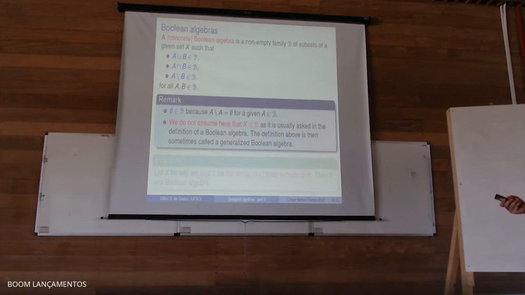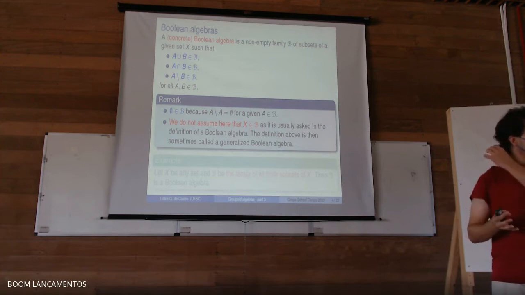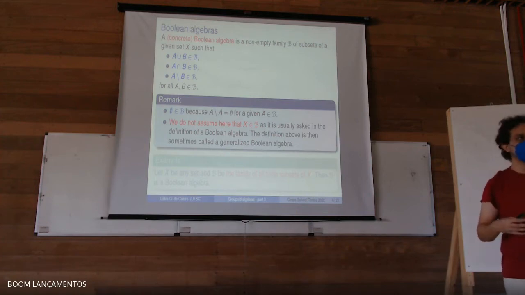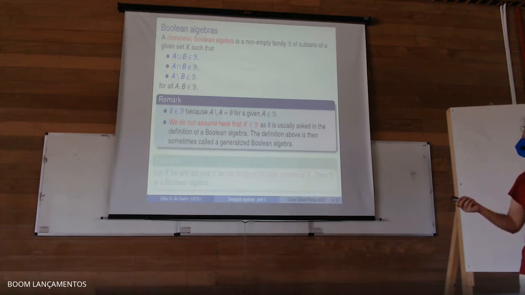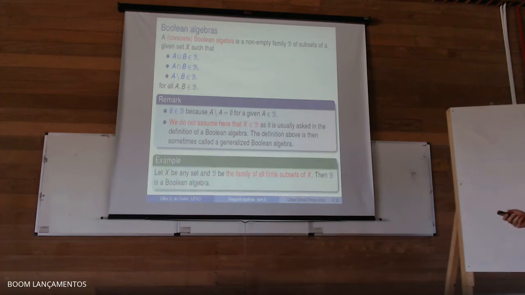And the idea here is that if you look at the Leavitt path algebras, it's going to have a unity if and only if the graph is finite, or there's a finite number of vertices. And if you don't want to work with only unital algebras, then you need to work with these non-unital or generalized Boolean algebras. So for examples, a very simple example is just to take any set X and take the family of finite subsets of this X. It's really easy to see that if you have two finite sets, the union is finite, the intersection is finite, and the relative complement is finite.